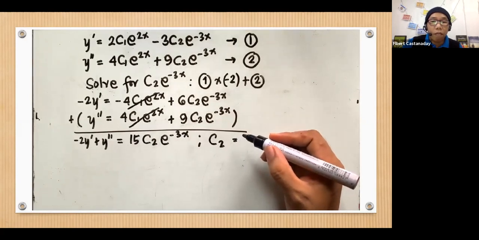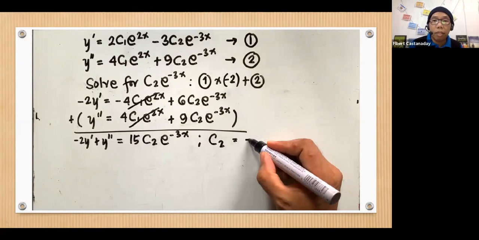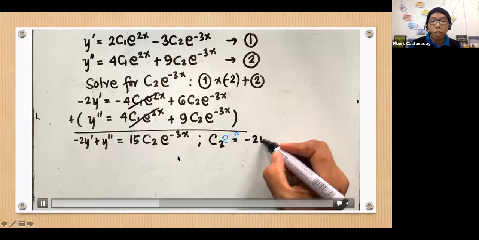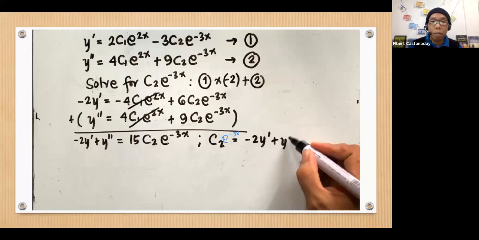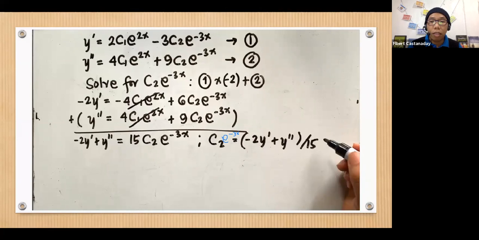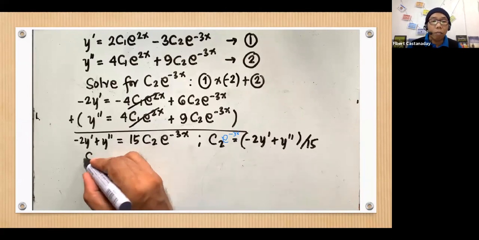Wait a moment, let me just correct the video here. So it should be c sub 2 e raised to what? Minus 3x. Okay, now let's continue. So you have minus 2y prime plus y double prime all over 15. So this is now the value of c sub 2 e raised to minus 3x.